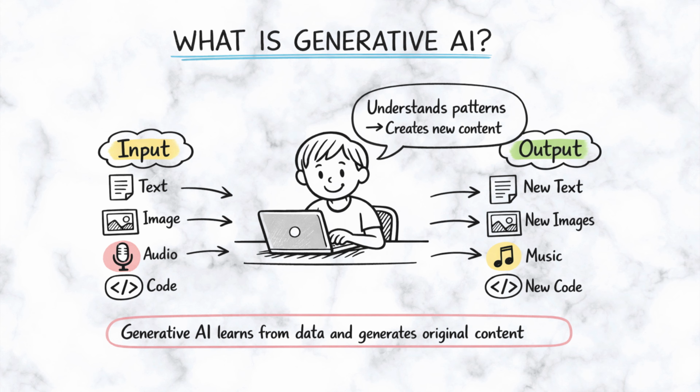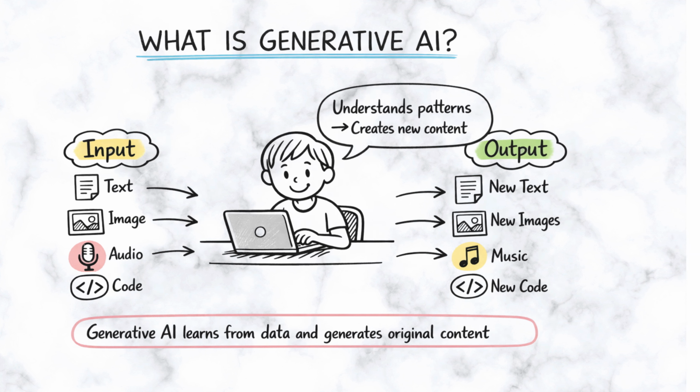Generative AI refers to a class of AI systems that can create new content. This content can be text, images, audio, video, or even computer code. Unlike traditional software that follows fixed rules, generative AI learns patterns from large amounts of data and then uses those patterns to produce something new.